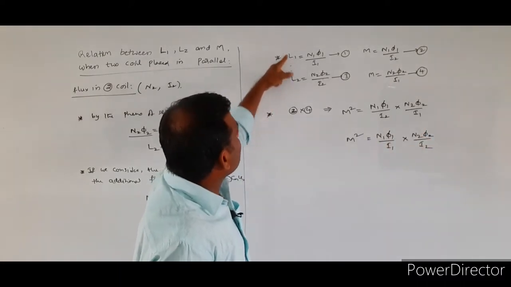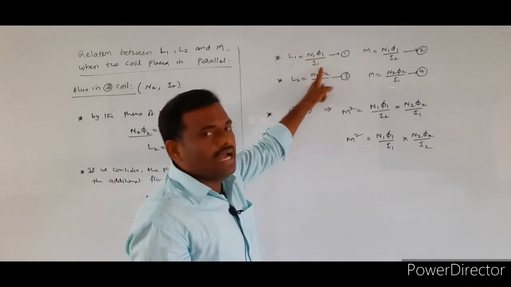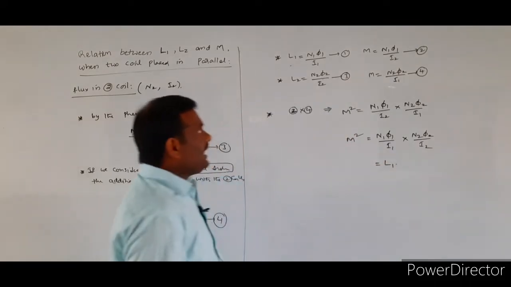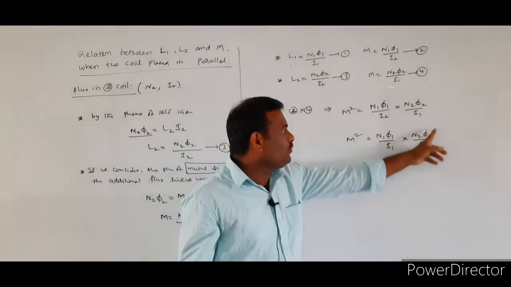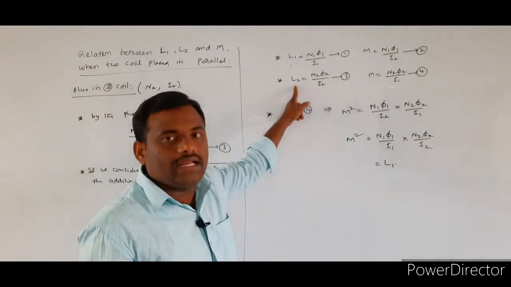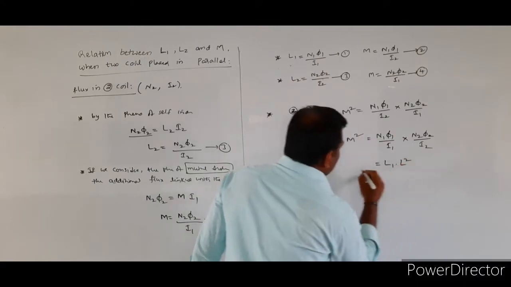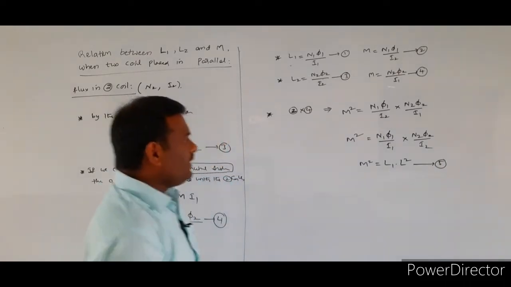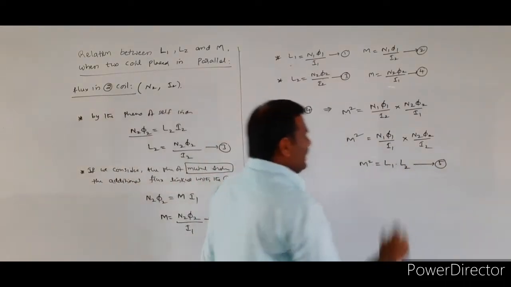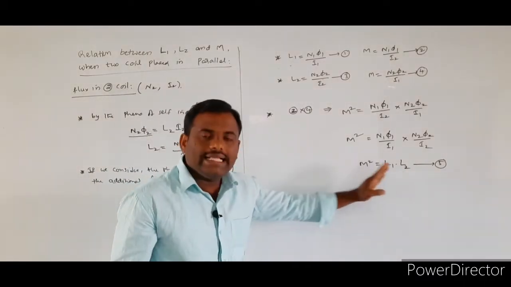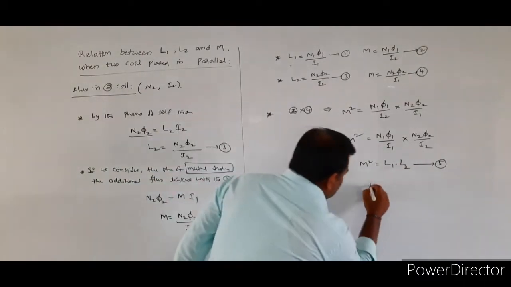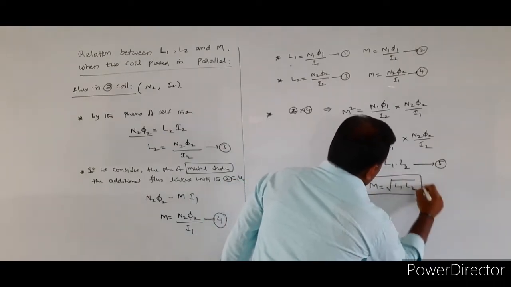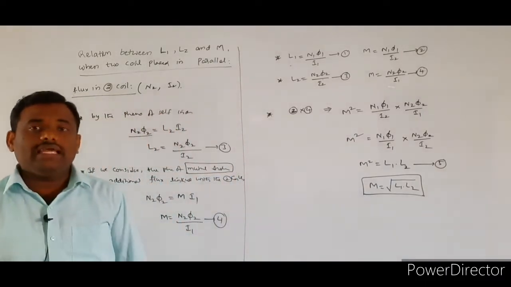Look at here, L1 is equal to N1φ1 by I1. So in place of N1φ1 by I1, what will I write? L1, and in place of N2φ2 by I2, what will I write? L2. So here M square is equal to L1 into L2. Or M is equal to under root of L1 L2. M is equal to under root of L1 L2.